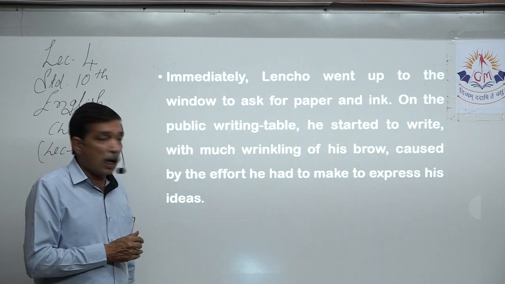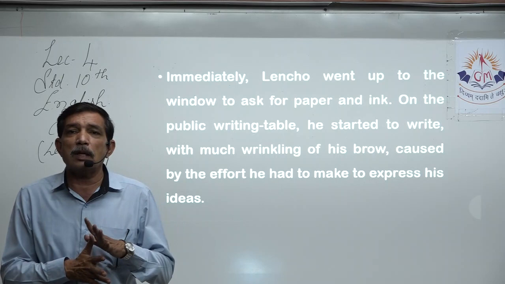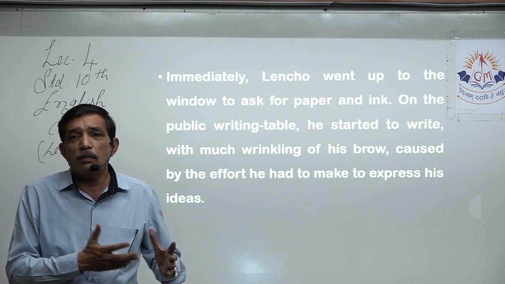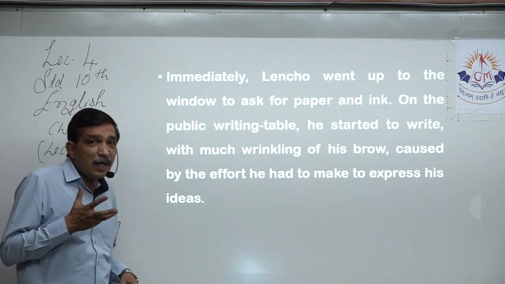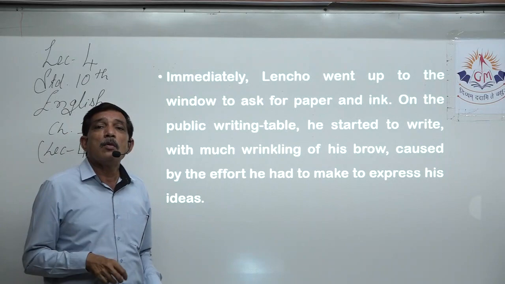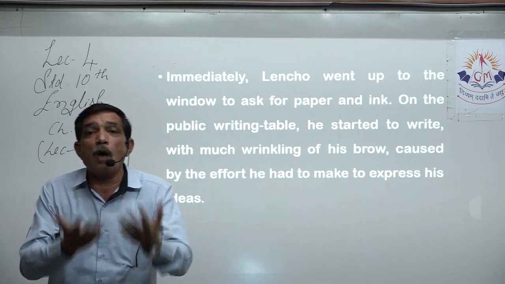On the public writing table, he started to write with much wrinkling of his brow. Now he is angry, but he is a farmer. He doesn't know that many words and letters, and he is not very good with that language. He can speak very well, but he has difficulty in writing, because basically he is a rural person. Much good with farming, but not good with letters. So every time he has to think, and whenever we think, our forehead wrinkles and our brows come together. The brows get crooked when you think, caused by the effort he had to make to express his thought. He was very good at words inside, but he did not know how to put that properly on the paper.